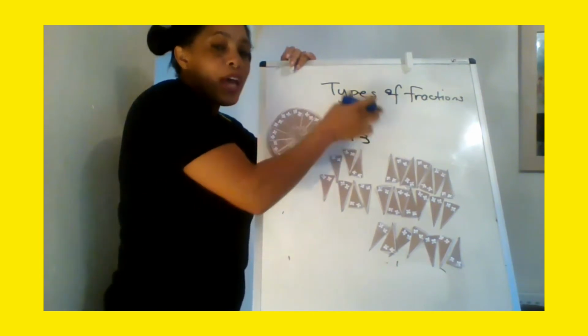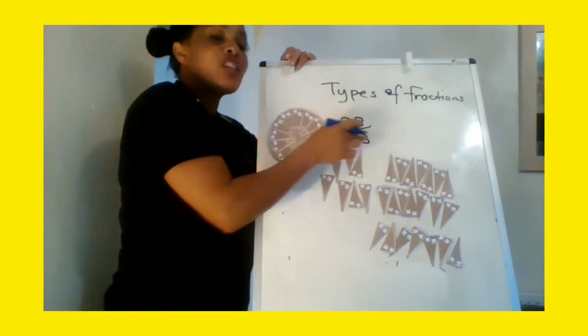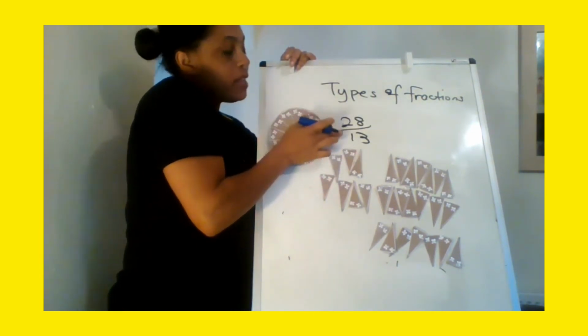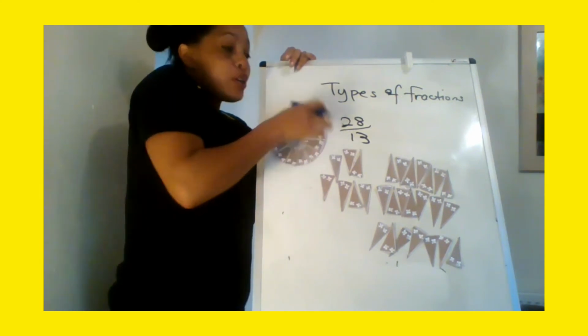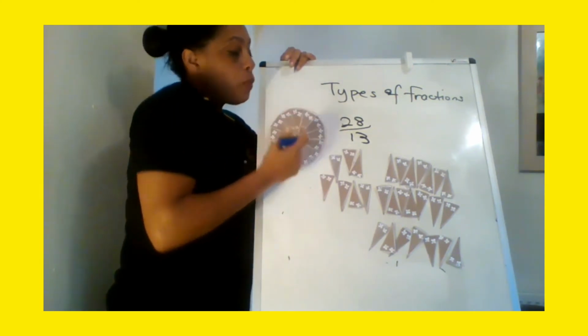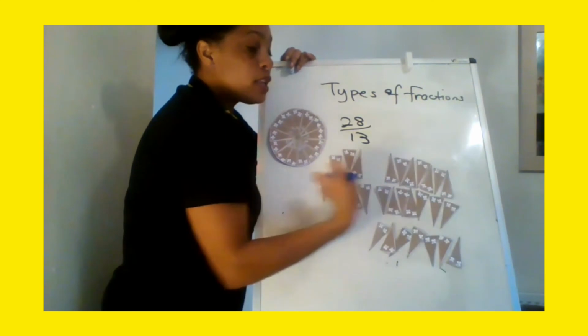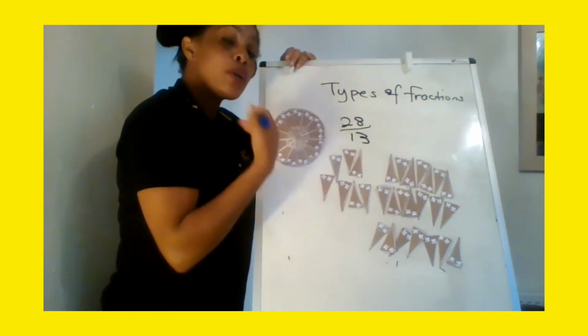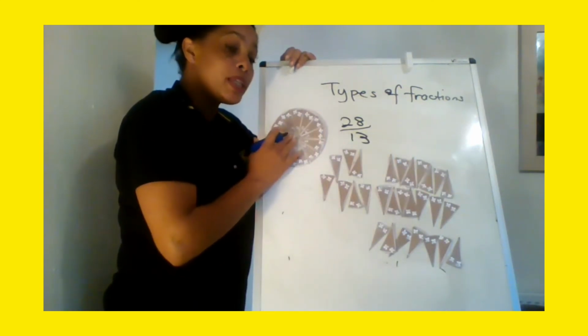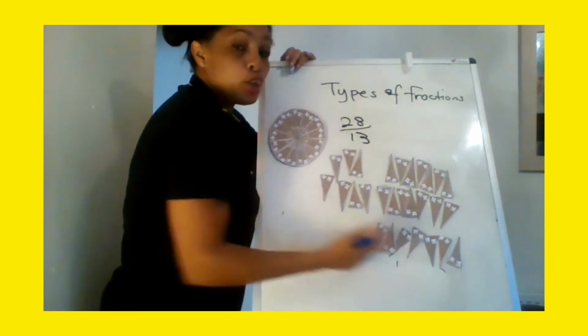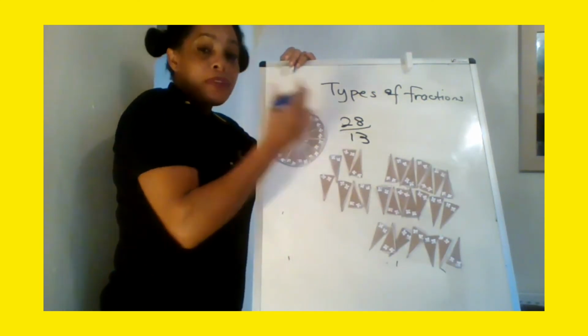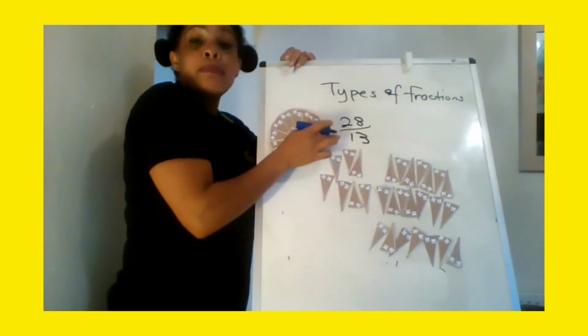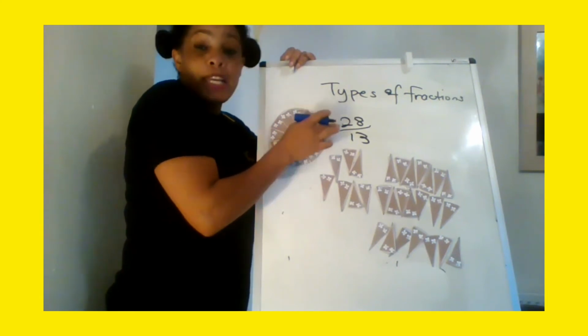Now we know that an improper fraction is a fraction that is greater than 1. Because this means each cake was cut up into 13 pieces, and when we finished, I had baked more than one cake, cut them up, and put them on a tray. After the party was over, I had 28 pieces left. So it's 28 out of 13.